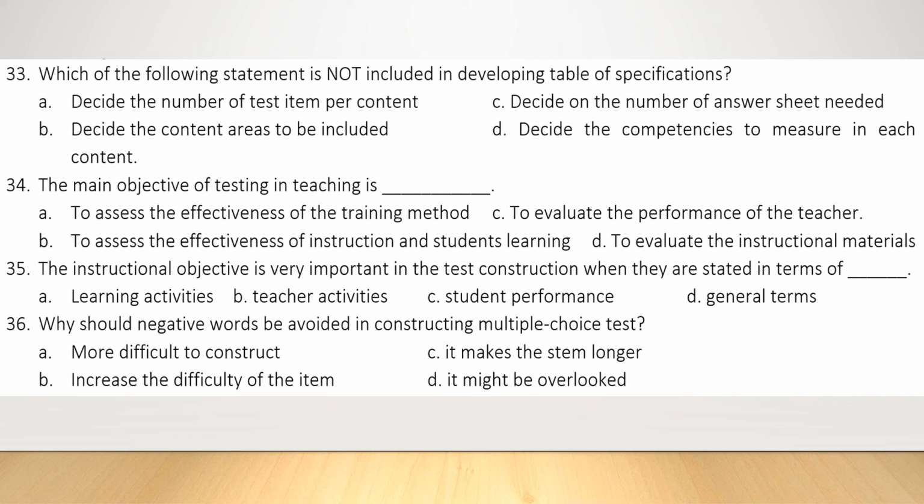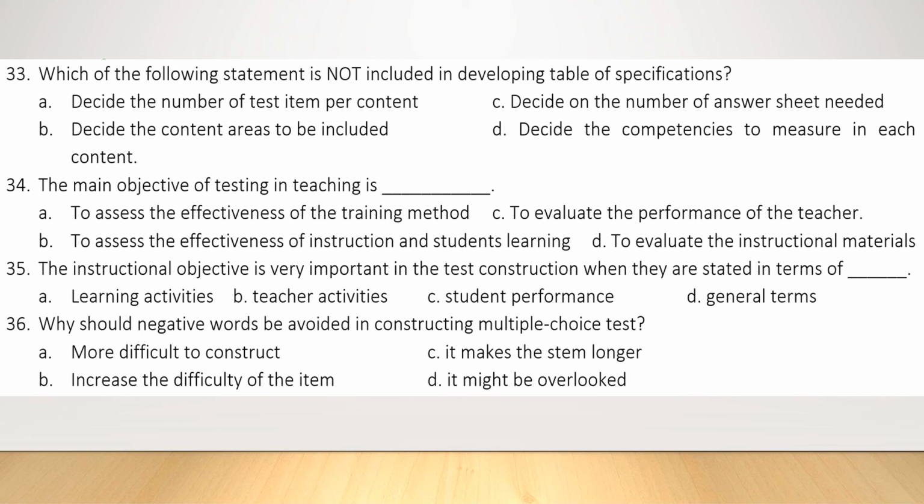Number 34. The main objective of testing in teaching is, so why do teachers administer tests? Of course, the correct answer is letter B, to assess the effectiveness of instruction and students' learning. The reason why we teachers administer tests or gave tests to our students is for us to know whether our teaching or our instruction is effective, and also to tell or to determine whether our students are learning from us and from the topic that we are dishing out to them.